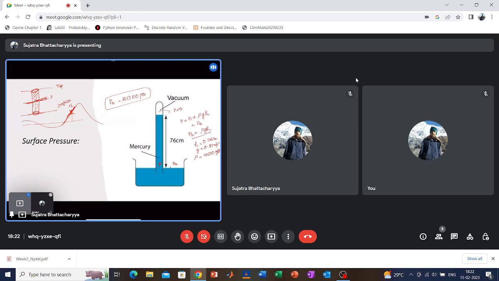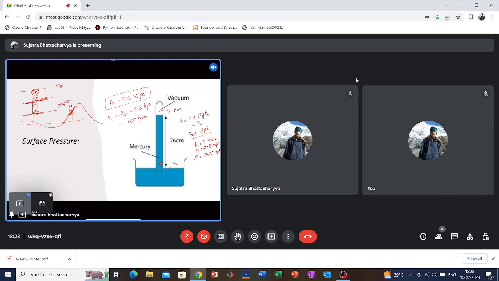So surface pressure may vary from place to place, where mountains are there, where rivers are there, and different land masses are there. The surface pressures are different, but we assume that the surface pressure is nothing but the atmospheric pressure, and that is equal to 1013 hectopascals, and for numerical calculation, we take it as 1000 hectopascals.